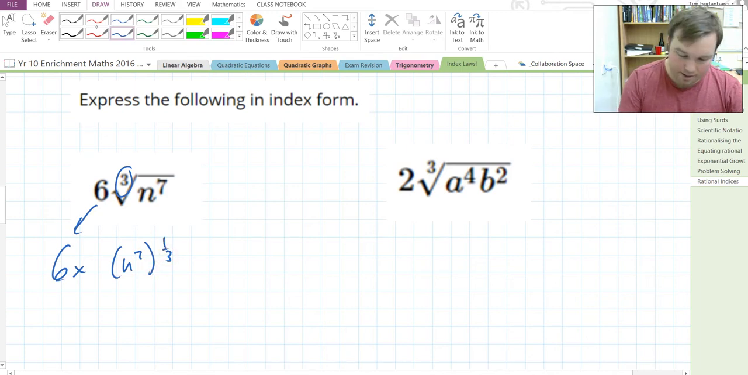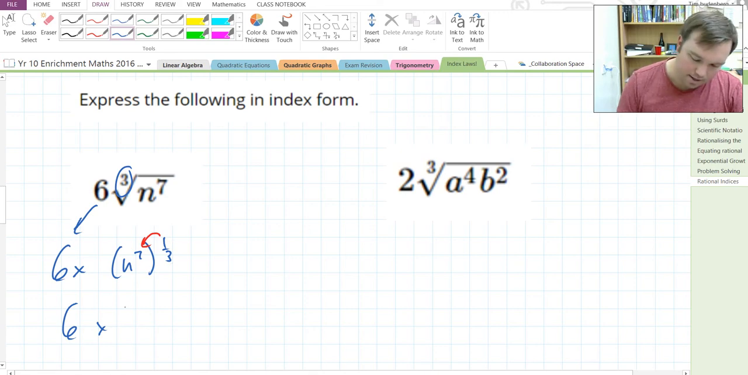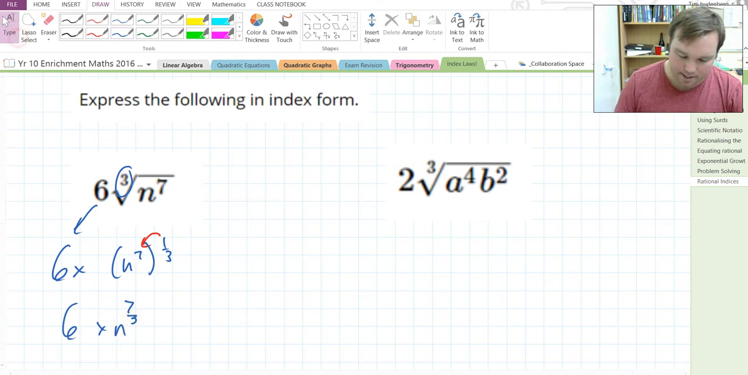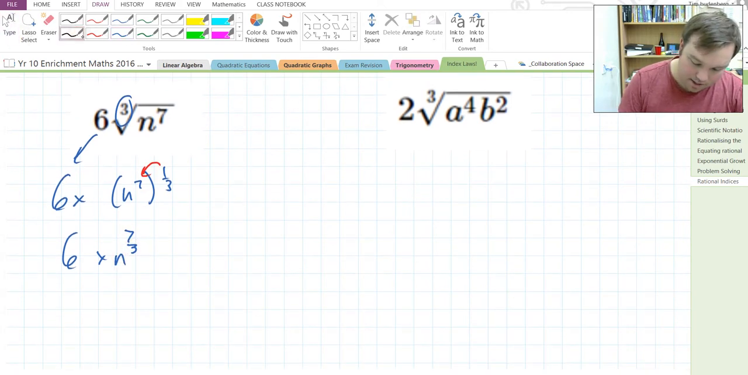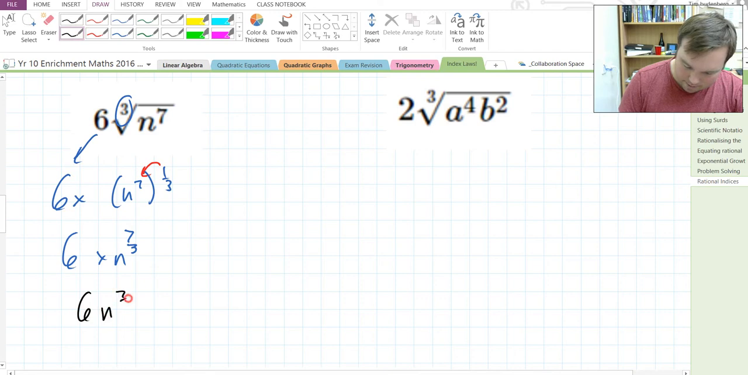So how to simplify that? Well, power raised to another power multiplies. So that leaves the 6 times n to the power of 7 to a third. Now 7 to a third is 7/3. So it'll be 6 times n to the 7/3, and our answer is just that. 6n to the 7/3.